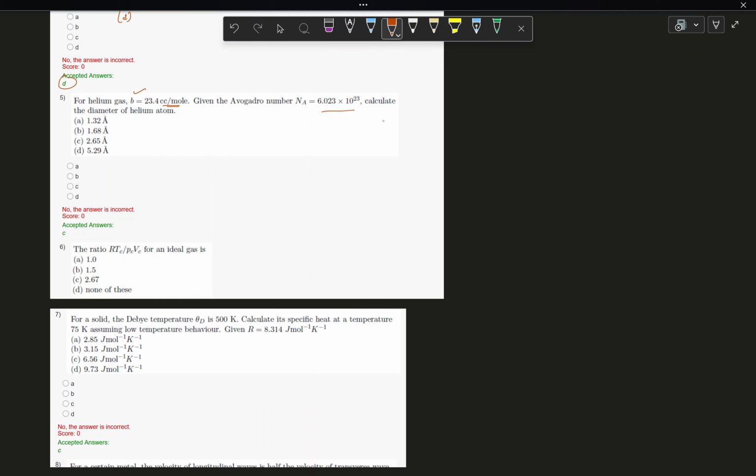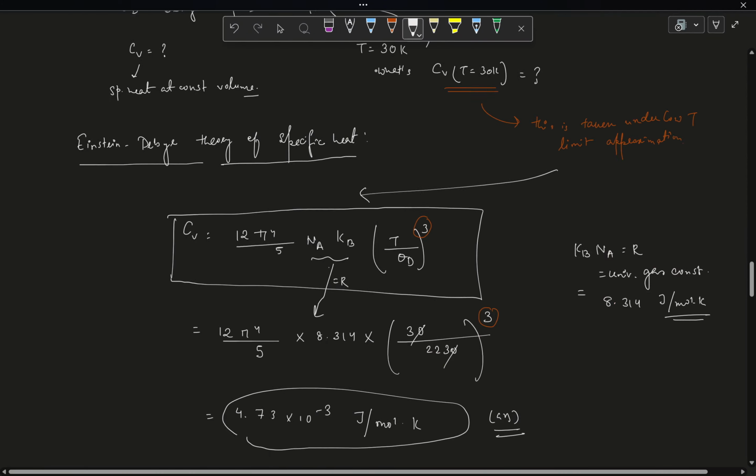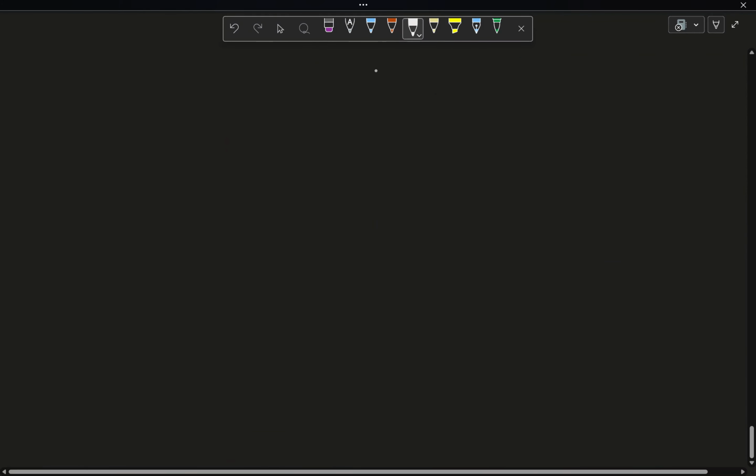So we will use that relation to get the relation between B and the volume of that helium atom, and from that volume we can easily get the radius and the diameter of the helium atom. So this is the whole idea. Let me now solve this. Question number 5.